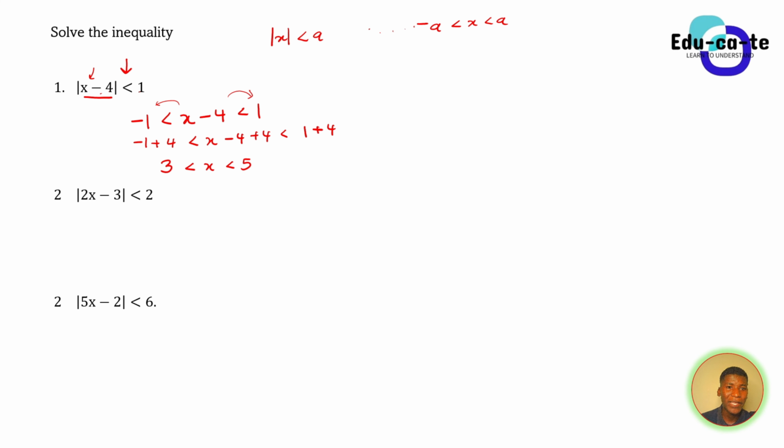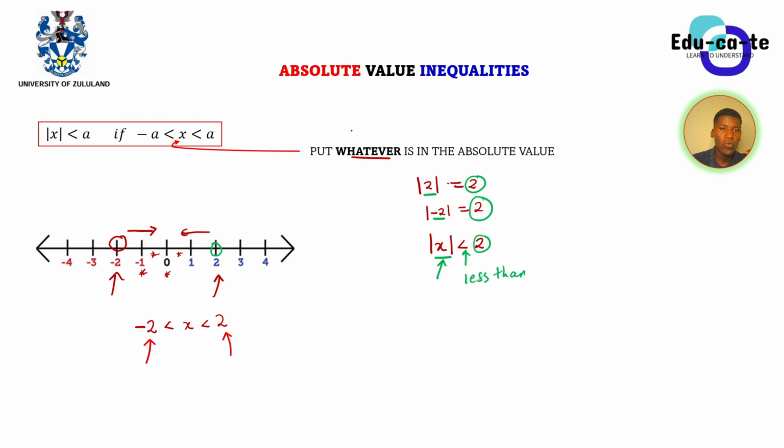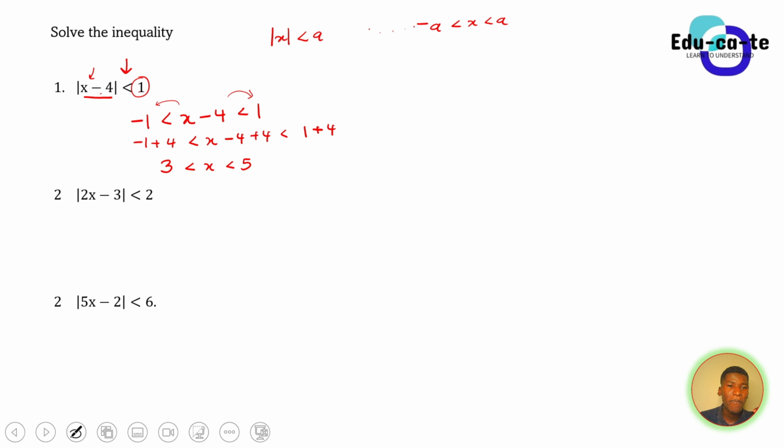Okay, so basically for you to get an absolute value, or a distance away from 0, that is less than a certain desired number, you need to just place the expression that is under the absolute value sign between negative of this number and positive of the number. That's why I said, put whatever is in the absolute value sign between negative of this number and positive of the number.